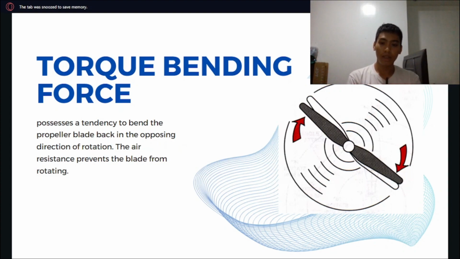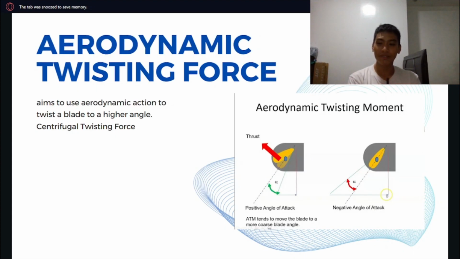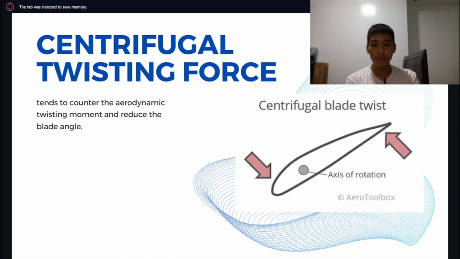Next is the torque bending force. It has a tendency to bend the propeller blade back, in the opposing direction of rotation. The air resistance prevents the blade from rotating. Aerodynamic twisting force aims to use aerodynamic action to twist a blade to a higher angle. The centrifugal twisting force tends to counter the aerodynamic twisting moment and reduce the blade angle.